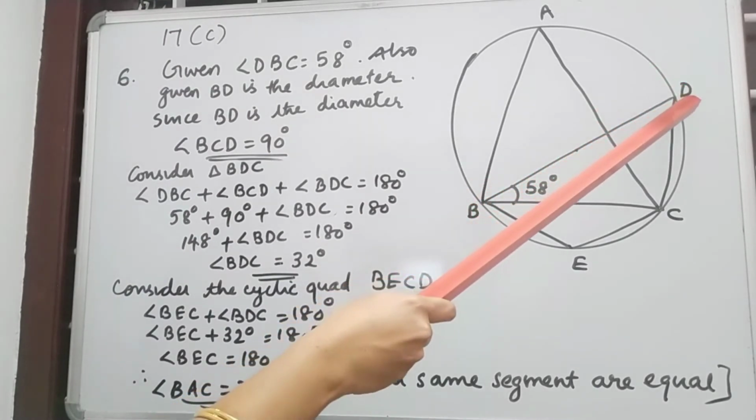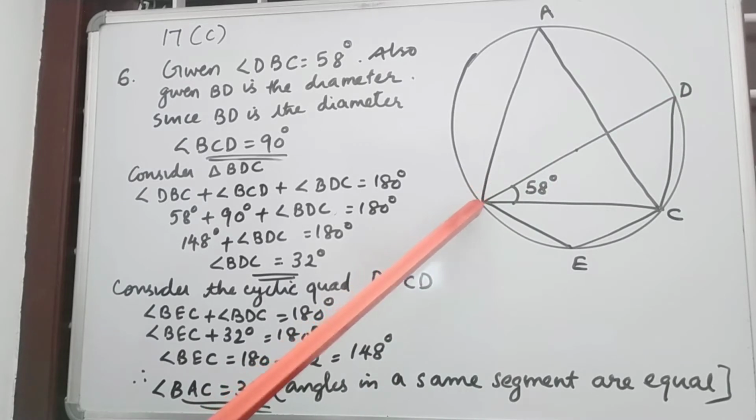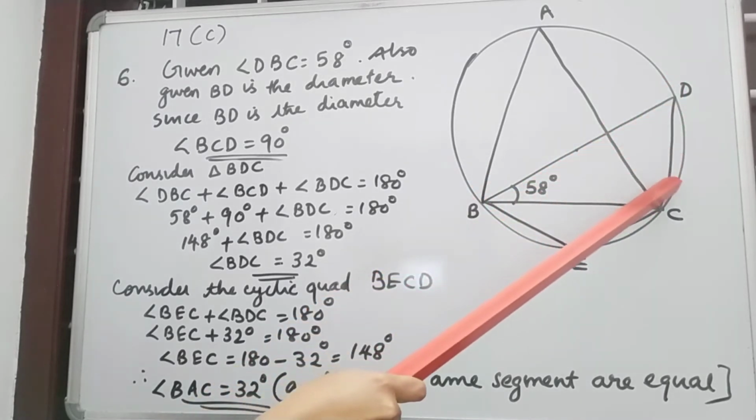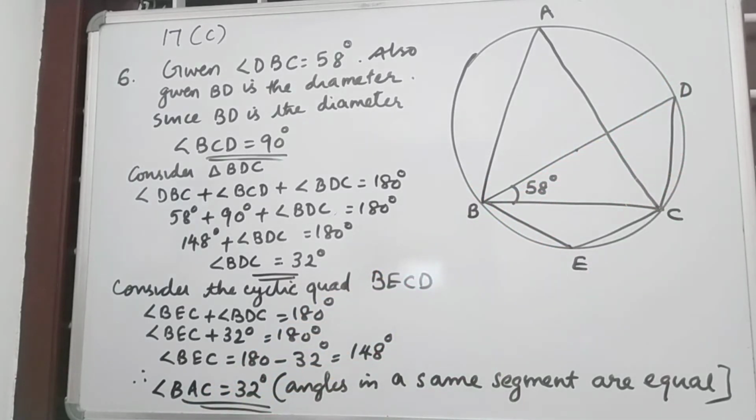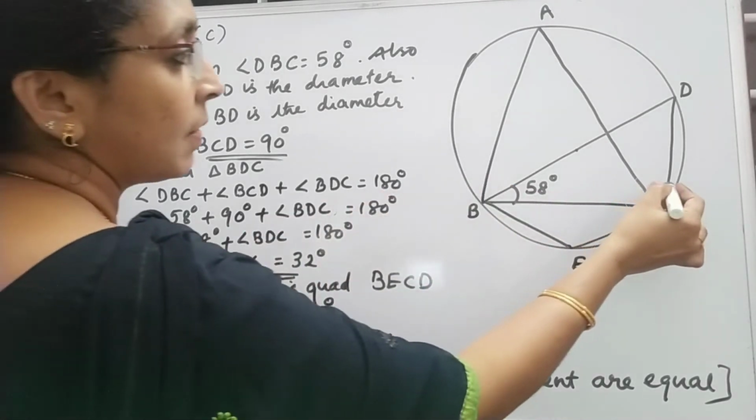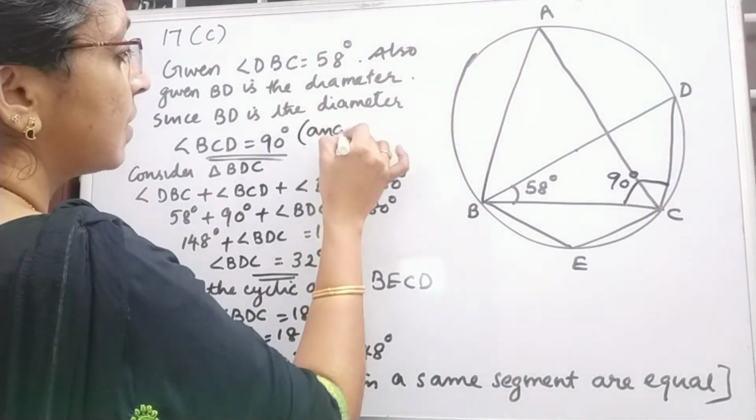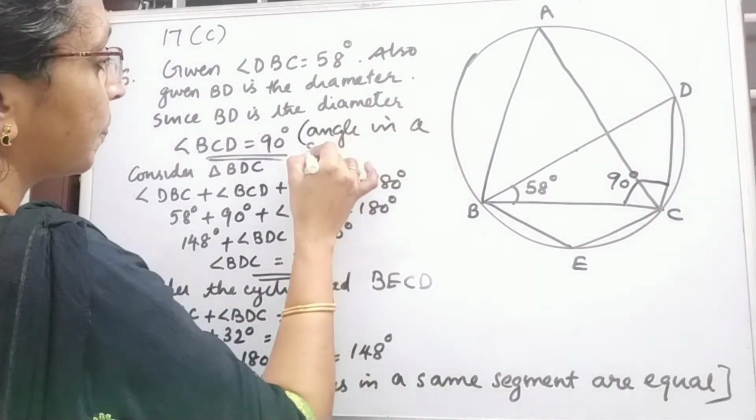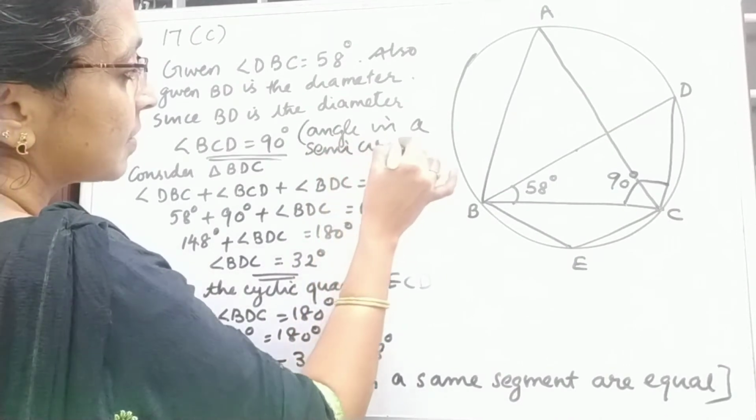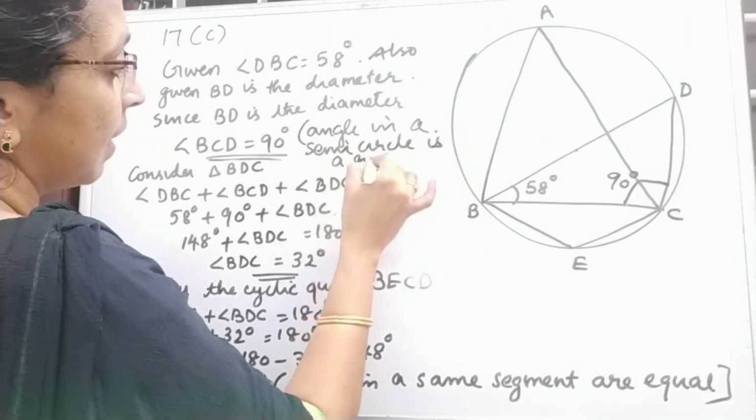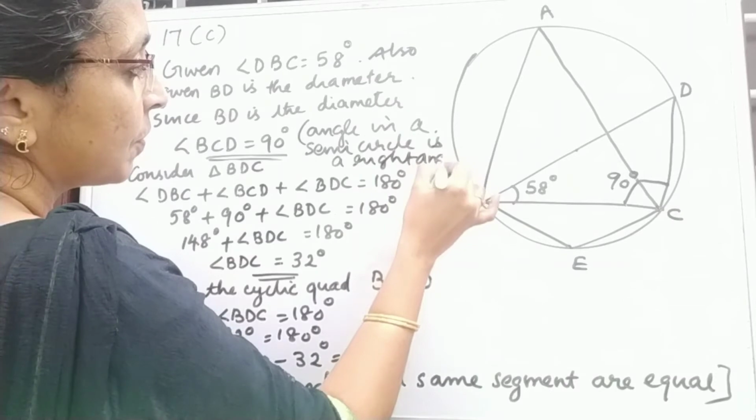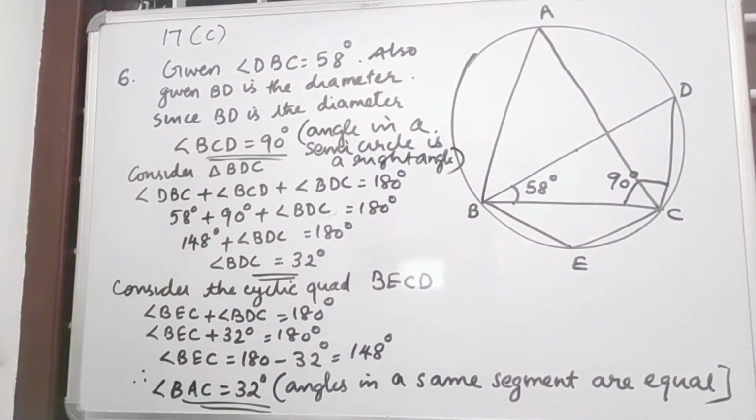Since BD is the diameter, angle BCD will be 90 degree. Since angle in a semicircle is a right angle, so we can write this as 90 degree. So reason is angle in a semicircle is a right angle. So that is the first part we want to prove. Angle BCD is equal to 90 degree.